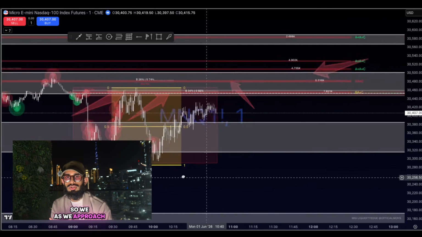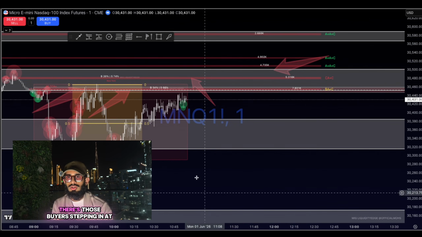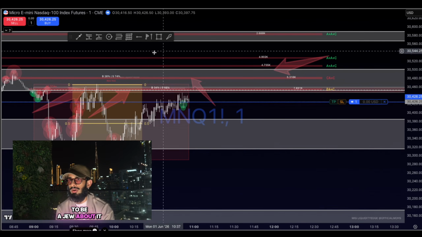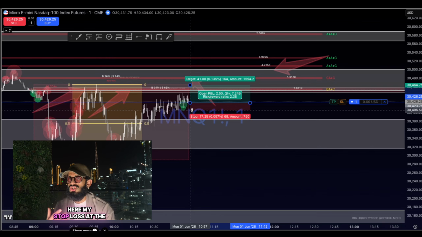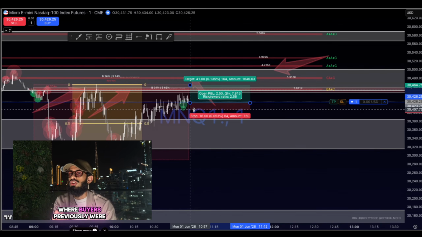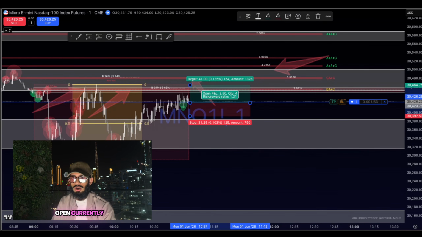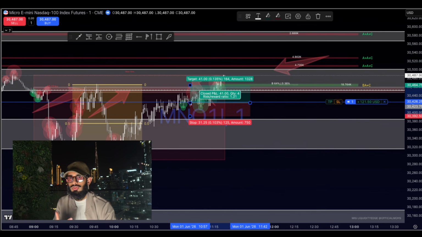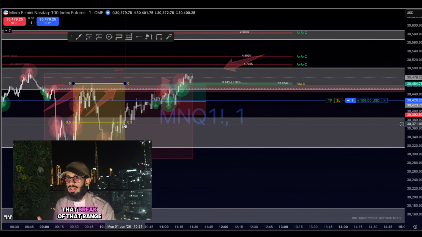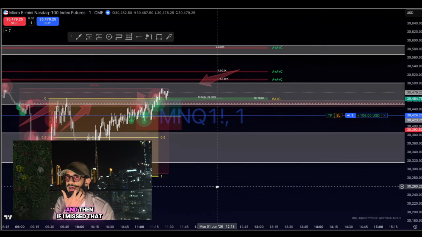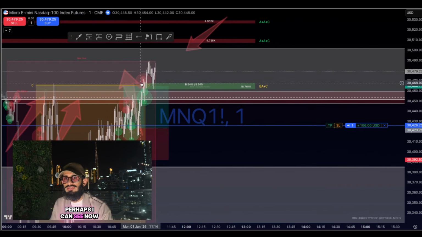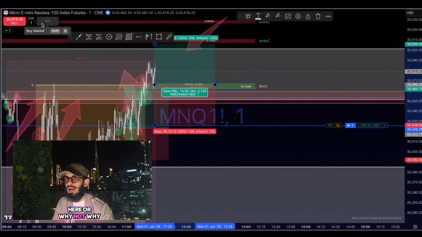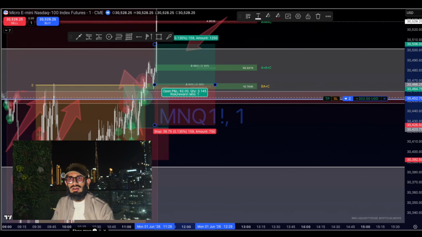So as we approach this area, there's those buyers stepping in at that high. So if I really wanted to be tight about it, I could place my stop loss at the protected area, not at the wick, but where buyers previously were. I'm happy to leave this open currently. But I can see then, look at this. There's that push. There's that break of that range. You see? And then if I missed that, perhaps I can see now new resting liquidity came in. I can place my position here. Or why not add? And look at that.